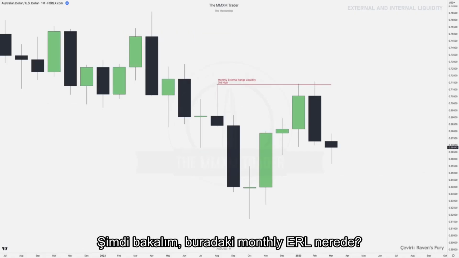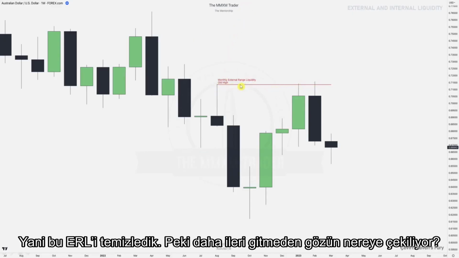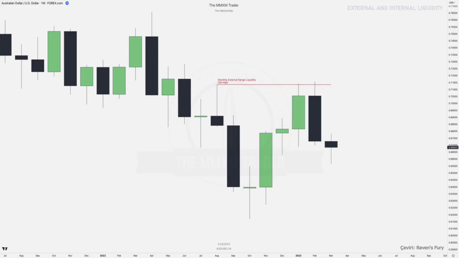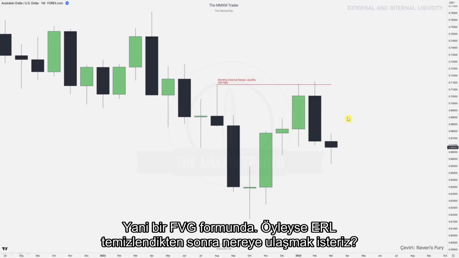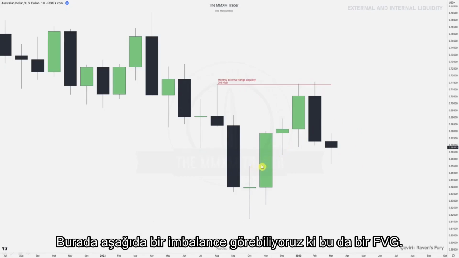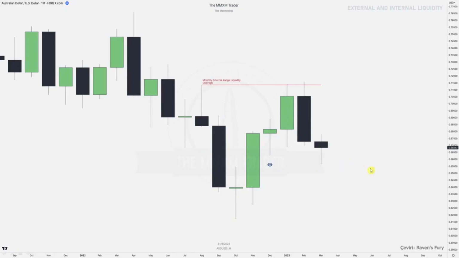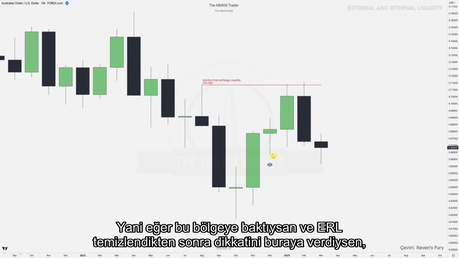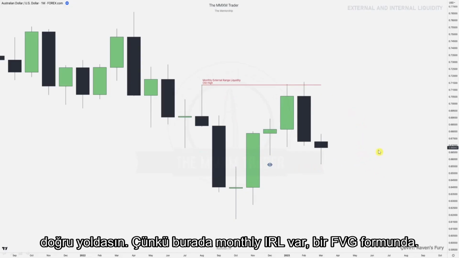Now let's look, where is the monthly external range liquidity over here, right? So we raid this external range. Now, without going further, where does your eye draw into? You should be looking at an internal range liquidity in the form of a fair value gap, right? So after external gets raided, where do we want to reach into? We can see this imbalance down here, which is a fair value gap, right? So if you looked at this area after we got this external range liquidity raided, you're on the right path.